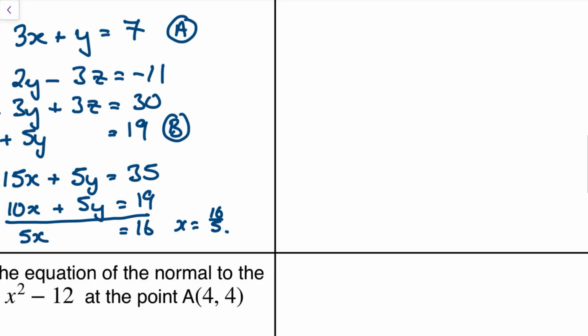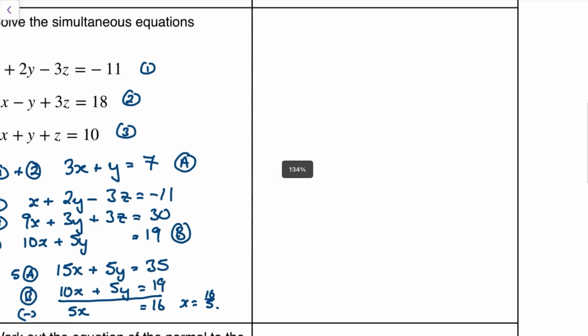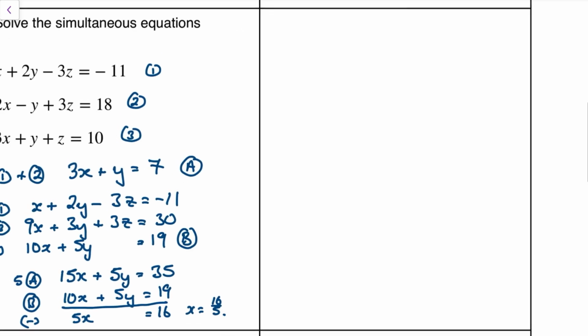That means I can work out y. So let's zoom over here. So I know from equation A that y is equal to 7 minus 3x, which is the same as 7 minus 3 times 16 over 5, which is 48 over 5. Now I'm doing this on a calculator. So I've got my calculator out, and that tells me that y is minus 13 over 5. Wow. Okay, so I've got x and I've got y.